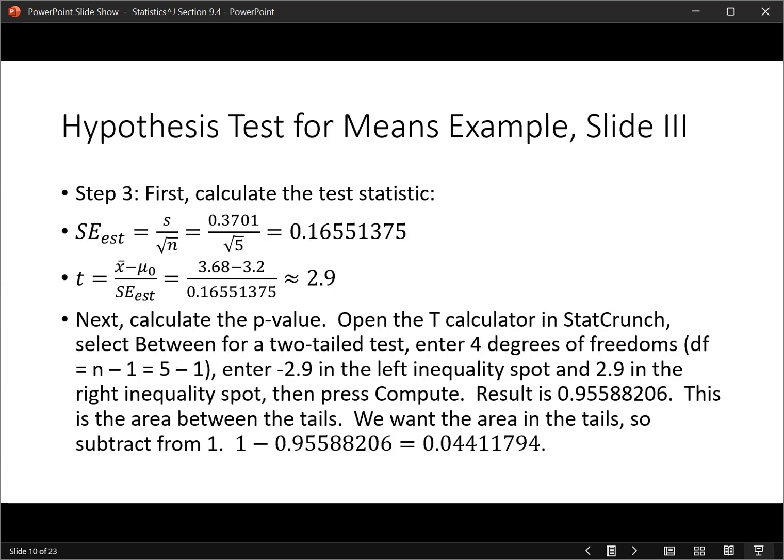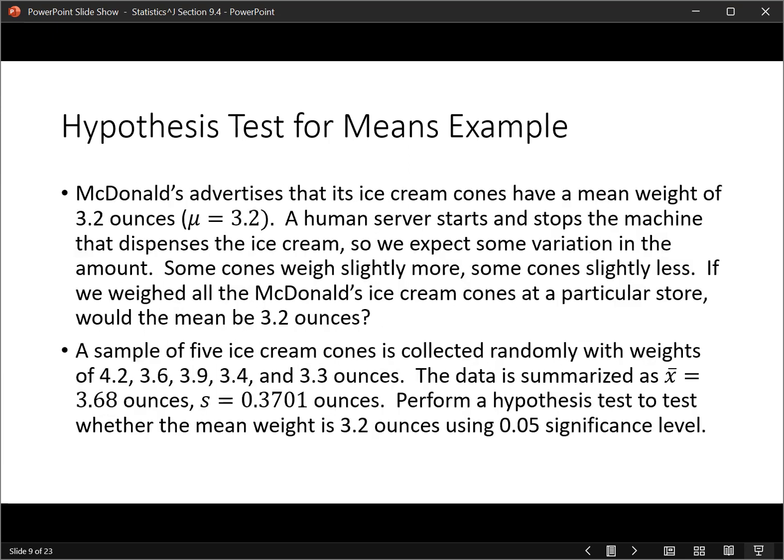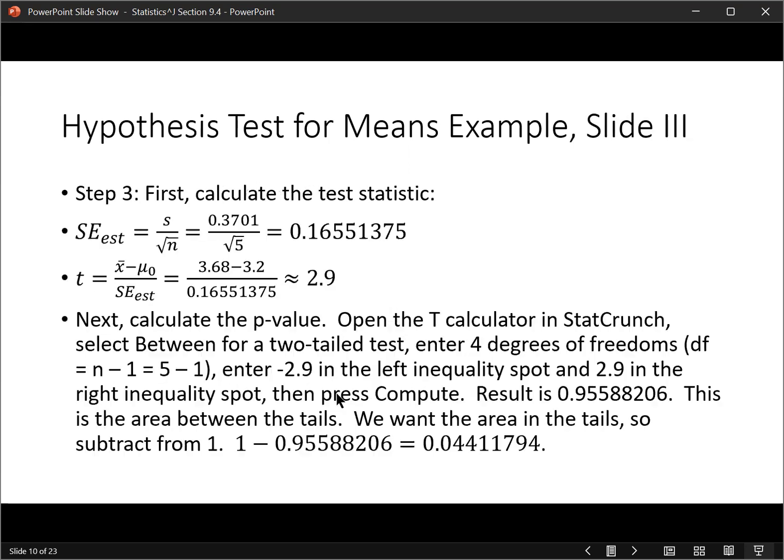All right, so the next part, which is the part you may be most interested in since it's the most different, is we calculate the test statistic. To do that, you first need to calculate the standard error estimate using the formula. We put in the standard deviation for the sample and then the sample size. You have to go back a couple of pages. The standard deviation for the sample is written right here, 0.37015, and the sample size is 5. We put 0.37015 and 5 in, calculate that, and you get this number.